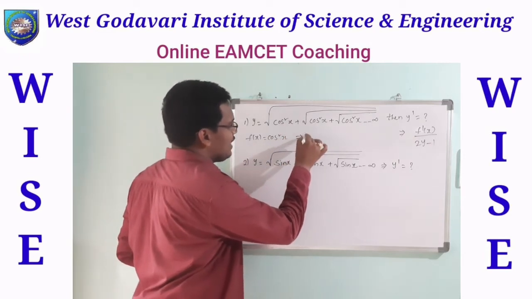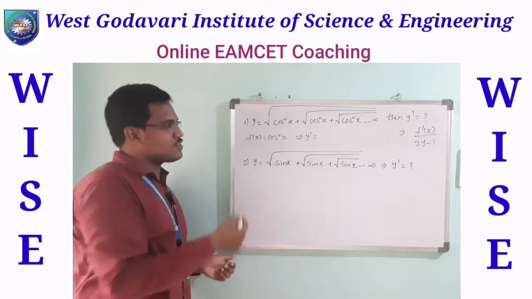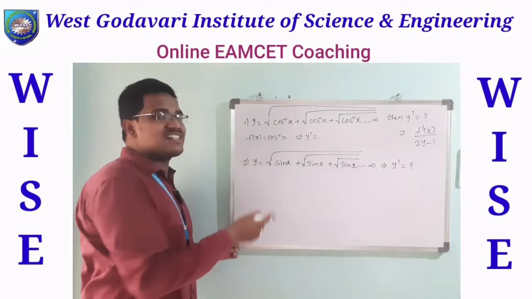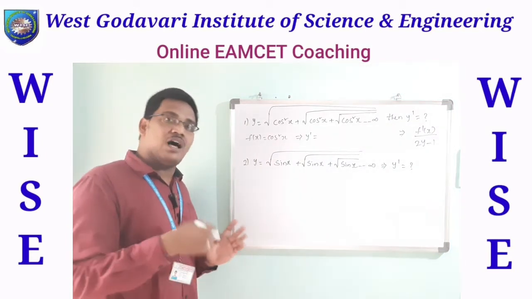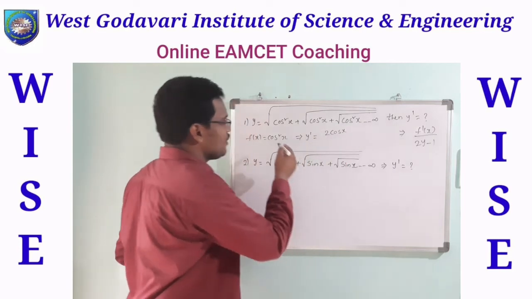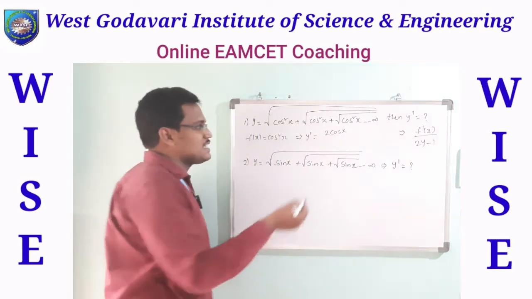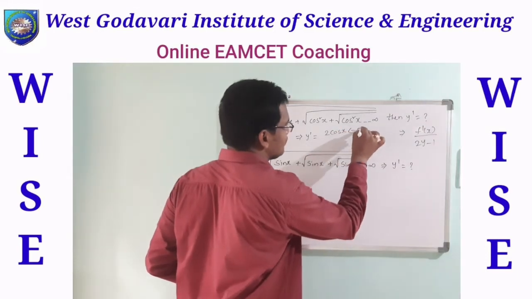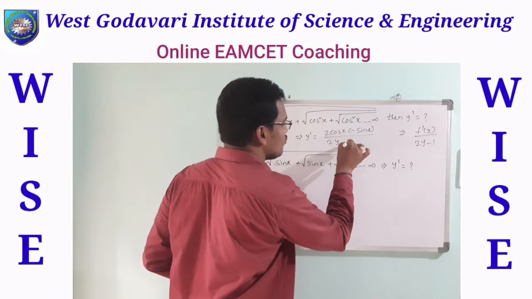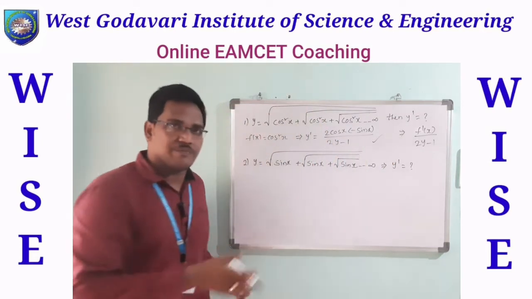So then y dash becomes f dash of x. F of x is cos square x. F dash of x, suppose this is in the form of x square, d by dx of x square is 2x. So 2 cos x, and again differentiating cos x with respect to x, d by dx of cos x is minus sin x, by 2y minus 1. So this is the answer for this question.